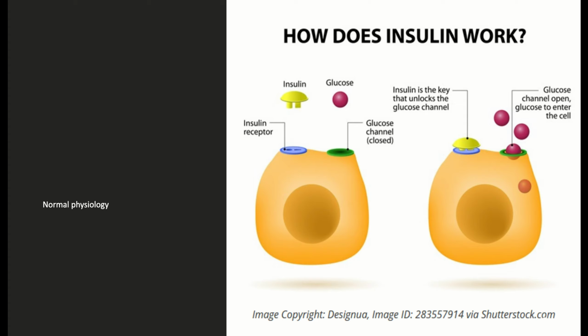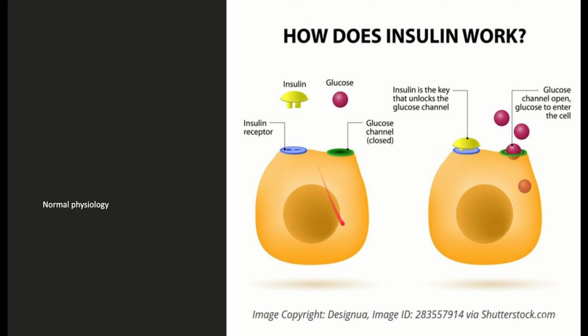Glucose is floating outside the cell. Glucose needs to be delivered into the cell, and insulin is the key that unlocks the entrance to the cell and makes it possible for glucose in the bloodstream to enter into the cell.